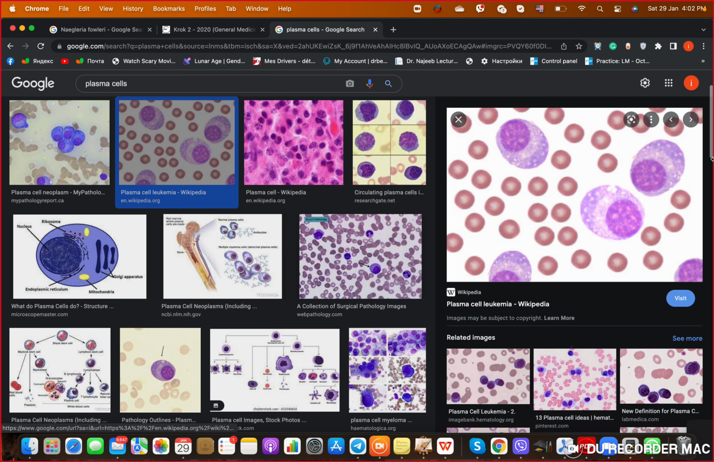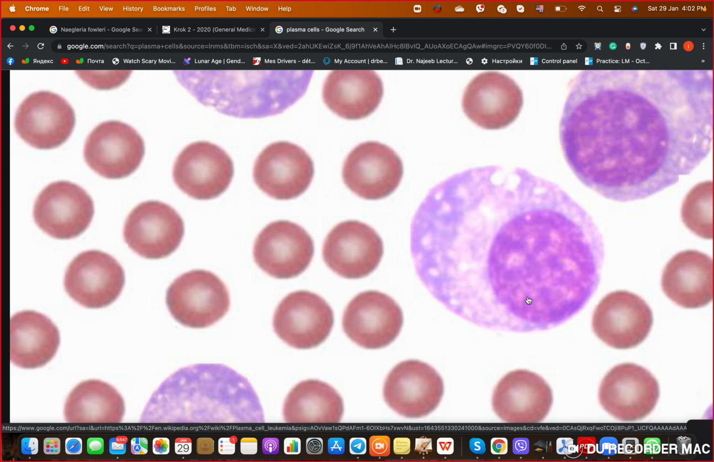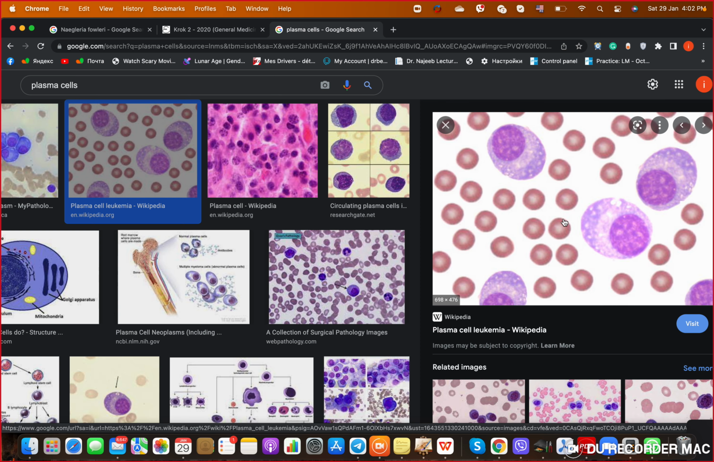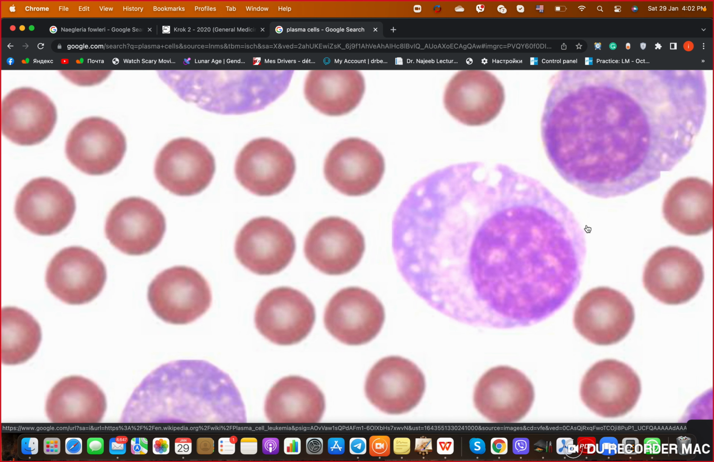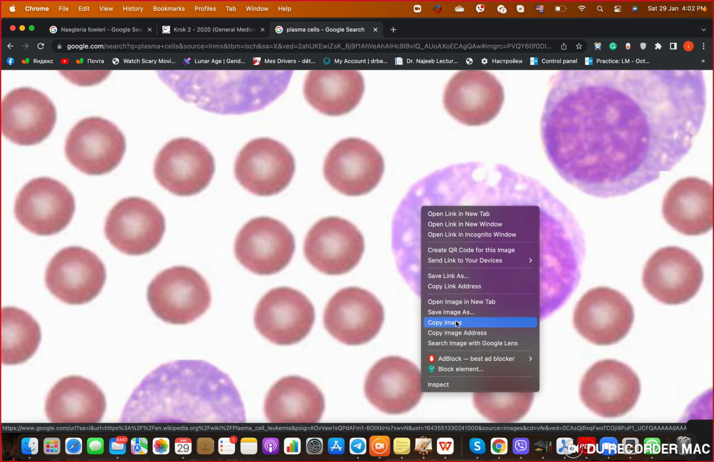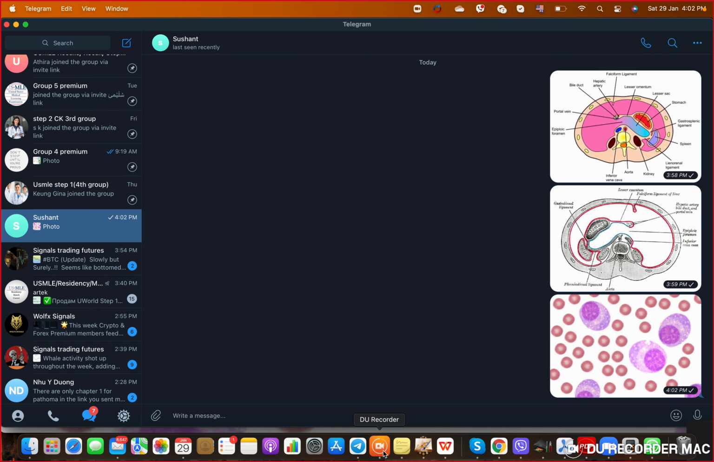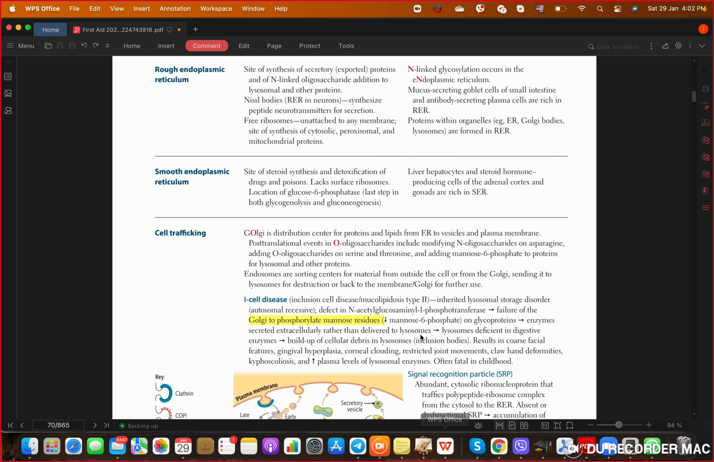you can see that it has this nucleus. Around the nucleus, there is this pale area, yes? Yes, Doc. This is basically rough endoplasmic reticulum. And the rest is cytoplasm, correct? Yes, Doc. Why? Because what does a plasma cell produce? Immunoglobulins, right, Doc? Correct, yes.